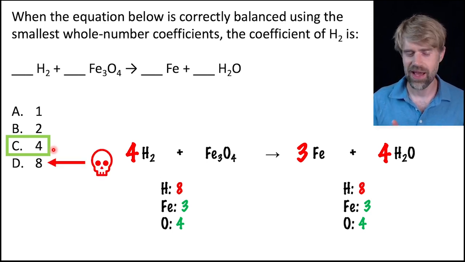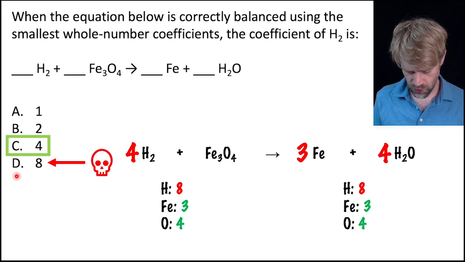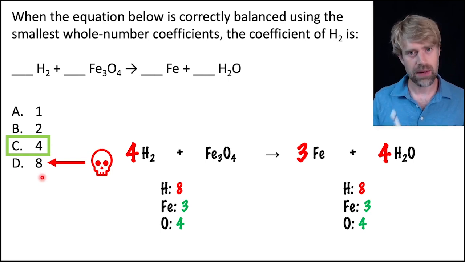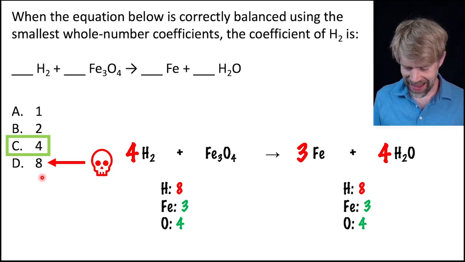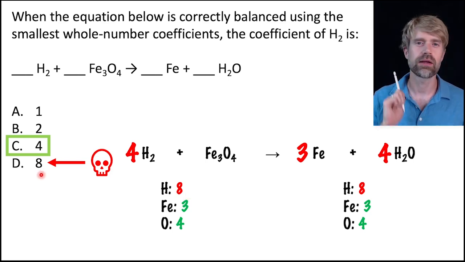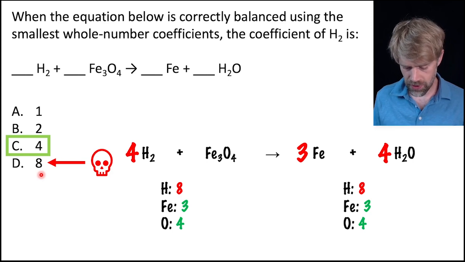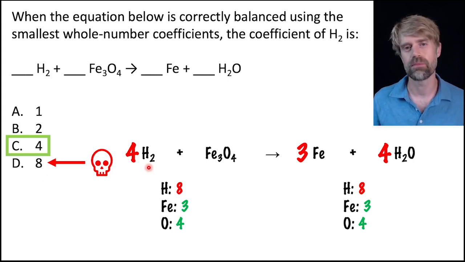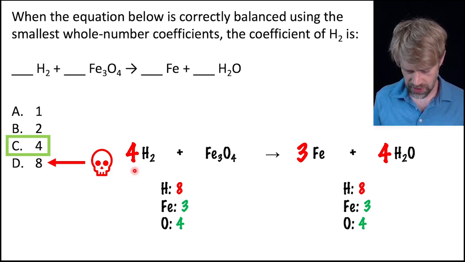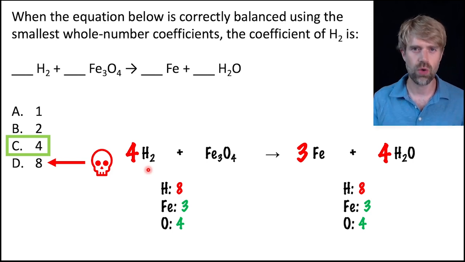Okay, and be on the lookout here for D. A lot of people will think, oh, we need 8 hydrogens, and they'll see that 8, and they'll pick it. Classic TEAS trap, okay? It's looking for the number in front of H2. It's looking for the coefficient. It's not looking for the total number of hydrogen atoms.